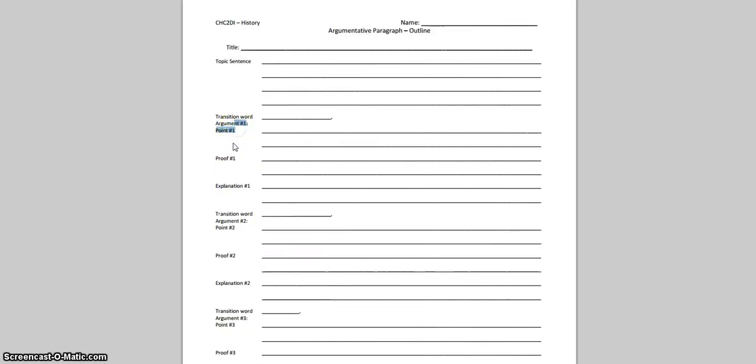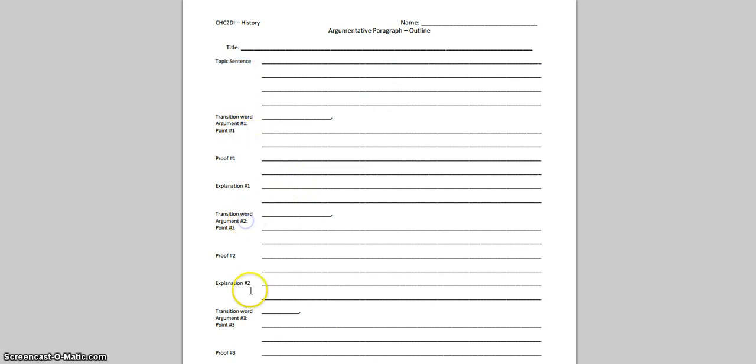The point clearly states the overall argument. The proof provides evidence in support of the point, and then the explanation explains how the point and proof link back to your overall topic sentence. And you will repeat that process 3 times.